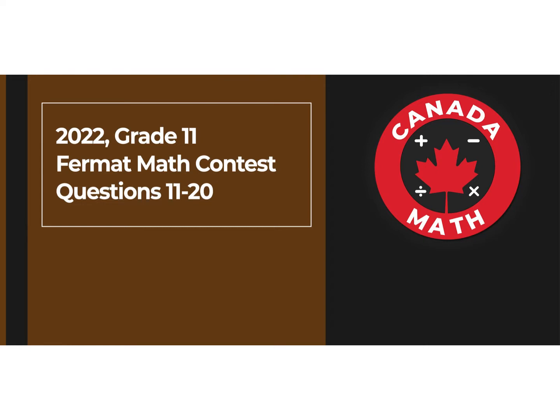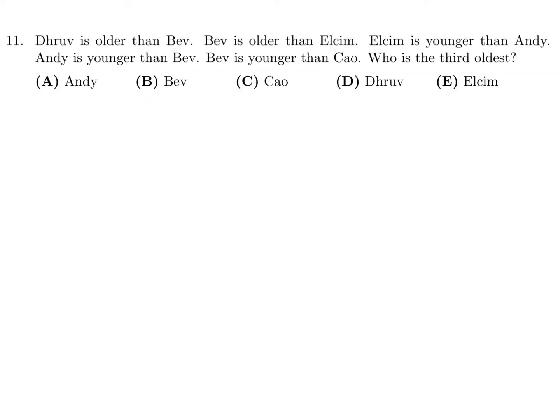2022, grade 11, Fermat math contest, questions 11 through 20. Number 11. Dhruv is older than Bev, Bev is older than Elsom, Elsom is younger than Andy, Andy is younger than Bev, Bev is younger than Cow. Who is the third oldest?